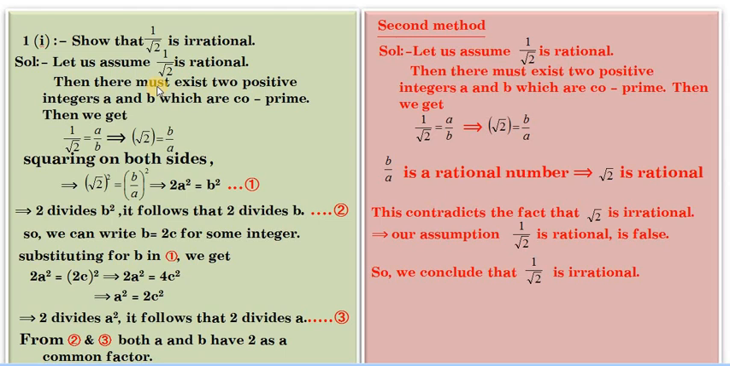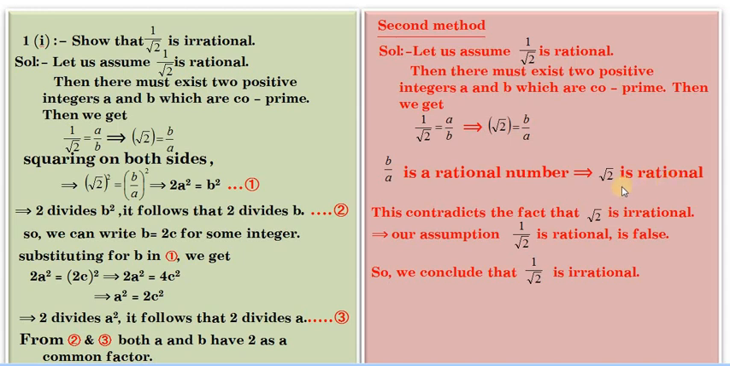Now this problem can be proved by a second method. Let us assume that 1 by root 2 is rational. Then there exist two positive integers a and b which are co-prime, such that 1 by root 2 is equal to a by b. So this is written as root 2 is equal to b by a. The same as the first method, we are getting this step here. After that, these steps are reduced. See here, b by a, b is an integer and a is an integer, so b by a will be a rational number. So when b by a is a rational number, then root 2 is rational.